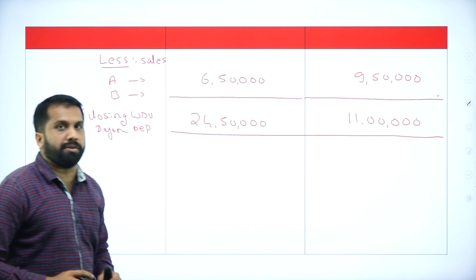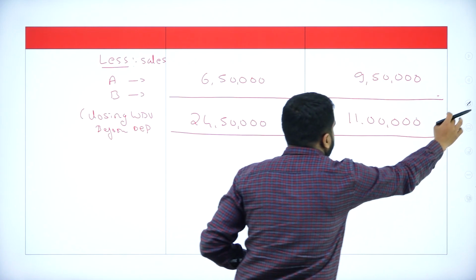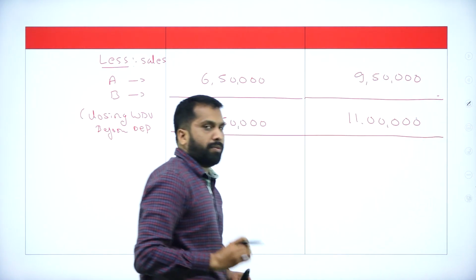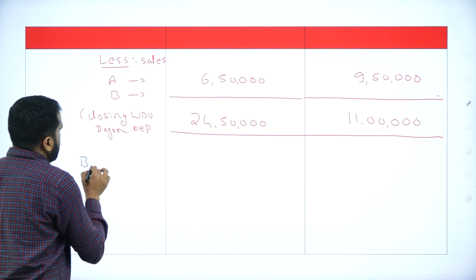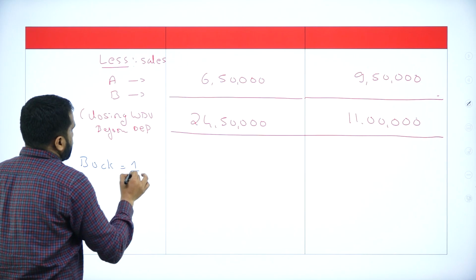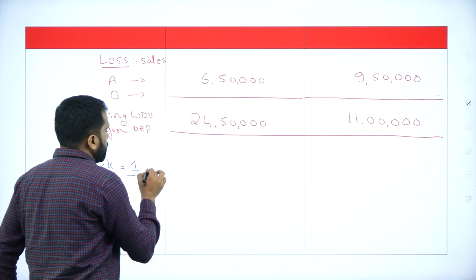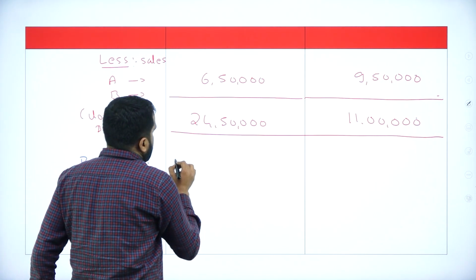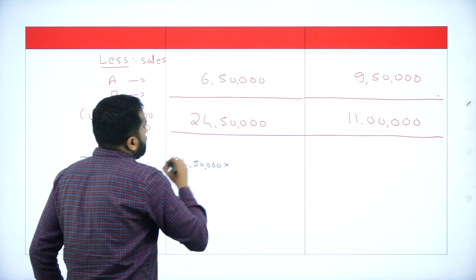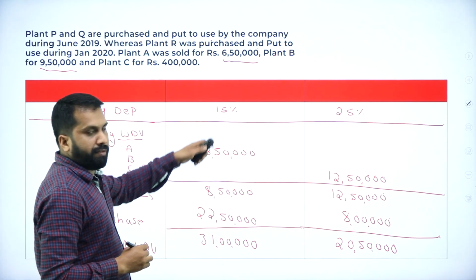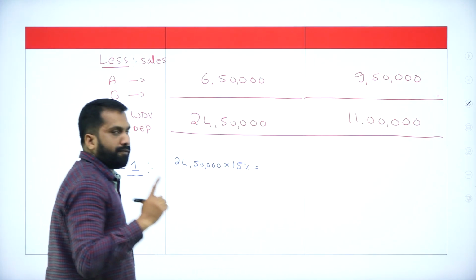Now what are you supposed to do? You are supposed to calculate depreciation. How to find out depreciation? Very simple. We'll go one by one. First, we'll go for this one. Block 1. Block 1 means the first one. In this, out of first depreciation, 24,50,000. What is the percentage? The percentage is 15%. That is the first one.